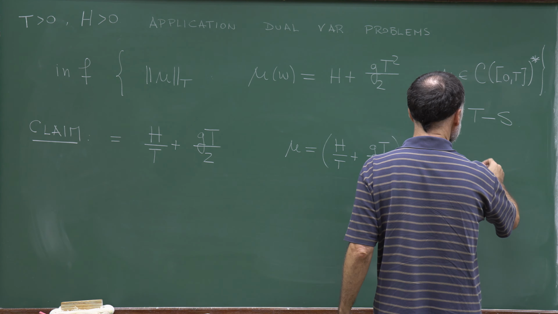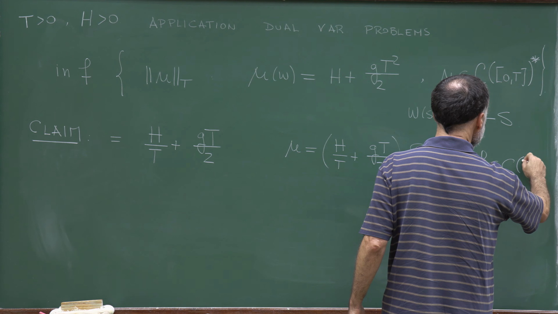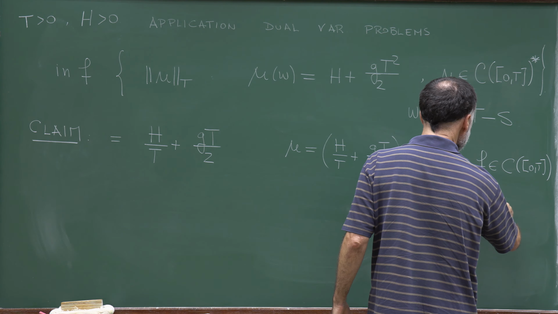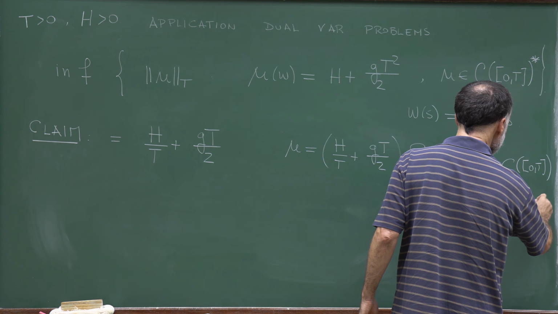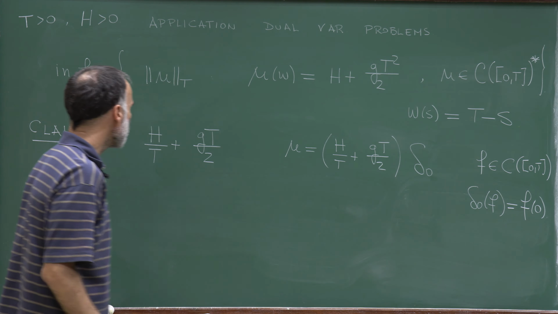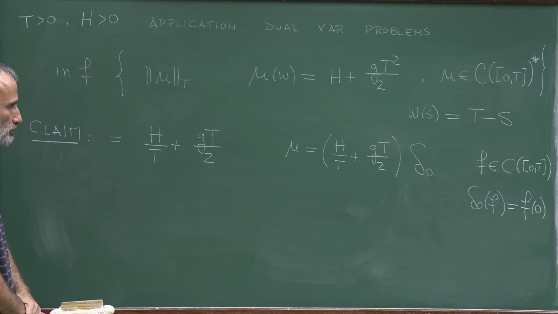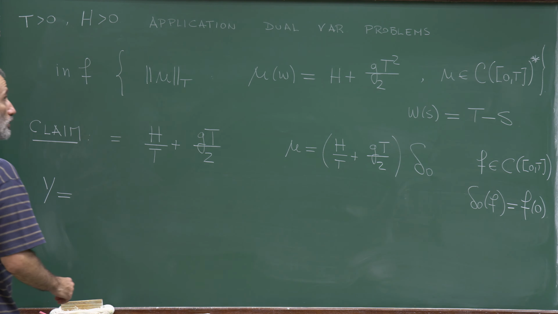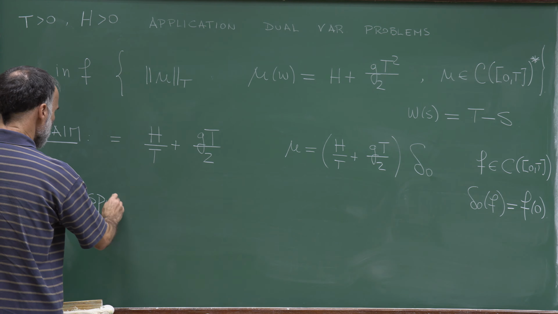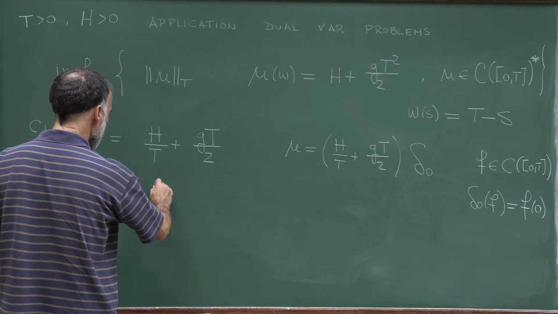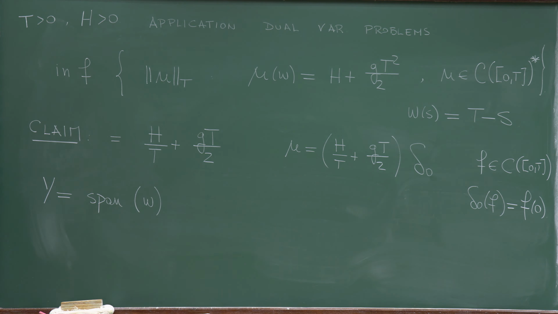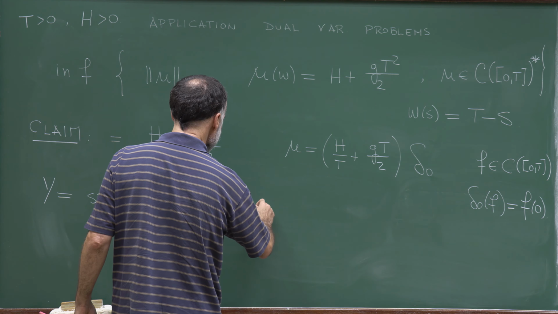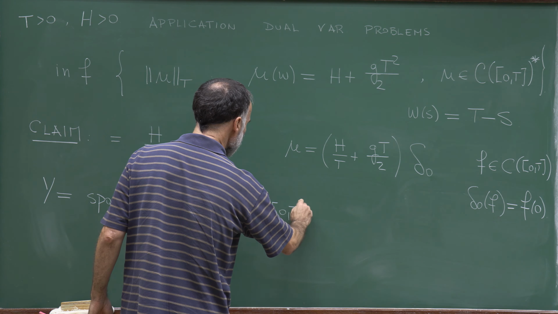So remember, if you have a function f in the space of continuous functions defined on the interval [0,t], the integral of f with respect to this Dirac measure is just the value of f at 0. So I want to prove this claim. And to prove this claim, let me first define Y as the linear space spanned by the function omega, W. So this is a linear space, and a subspace of X, which is the space of continuous functions defined on [0,t].